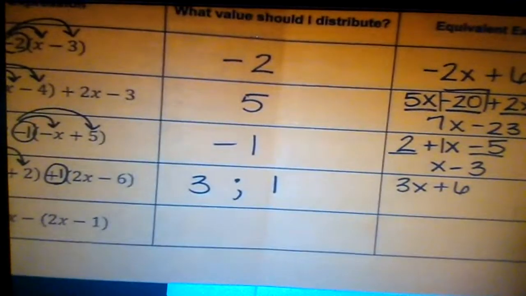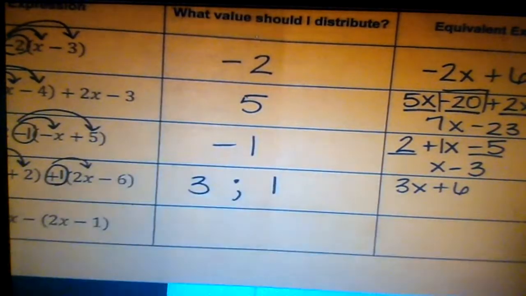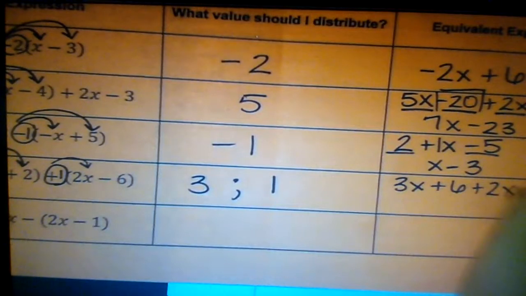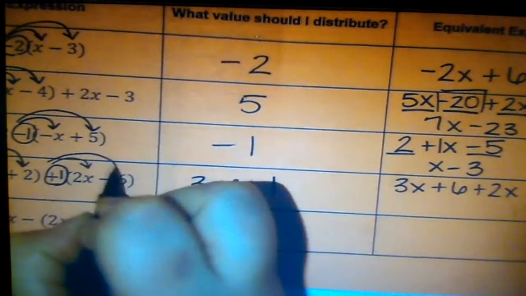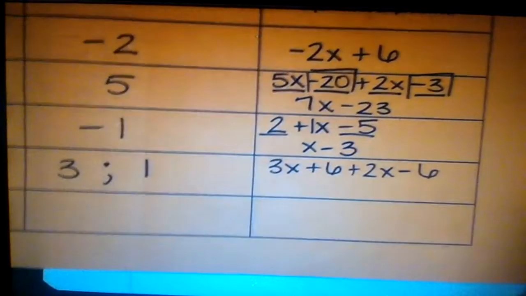Okay, what happens in that second set of parentheses when I distribute that positive 1? Nothing. It doesn't change. I can multiply anything I want by 1, and it never changes anything. So 1 times 2x just remains 2x, and 1 times -6 just remains -6.